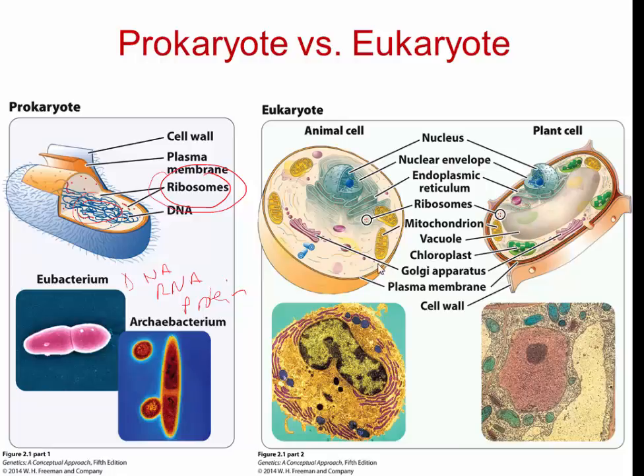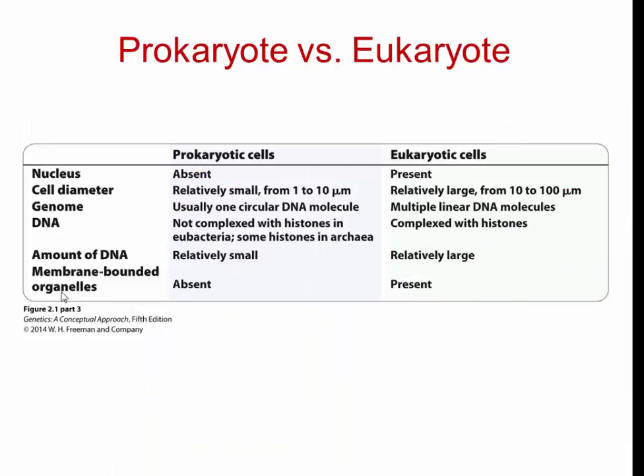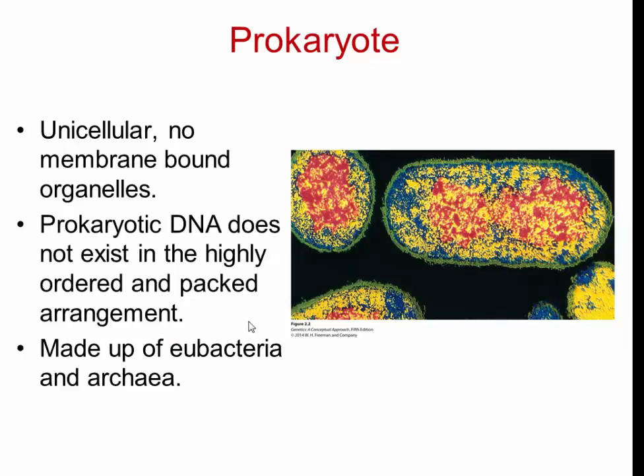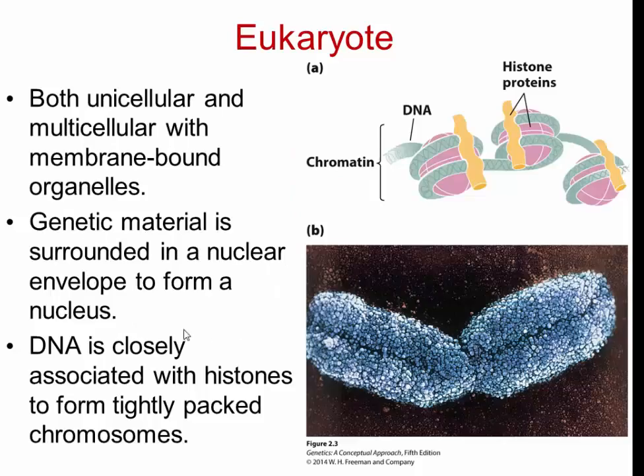And then eukaryotes, they have a nucleus, nuclear envelope, endoplasmic reticulum, all these different types of organelles, and they're much more complex. But what we care about most is the nucleus, and inside the nucleus we have chromosomes. And that's what chapter 2 is all about. There's a comparison of prokaryotes and eukaryotes. We don't really care about prokaryotes at this point.